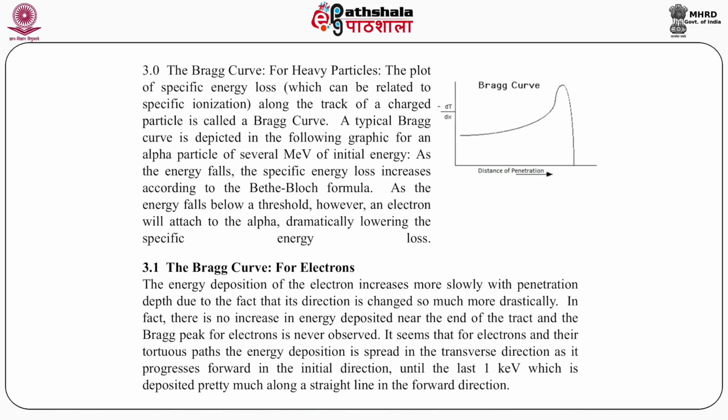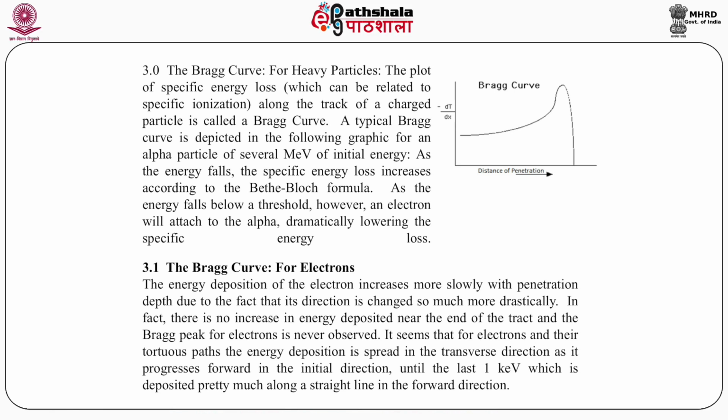As the energy falls, the specific energy loss increases according to the Bethe-Bloch formula. As the energy falls below a threshold, however, an electron will attach to the alpha, dramatically lowering the specific energy loss. The Bragg curve for electron.